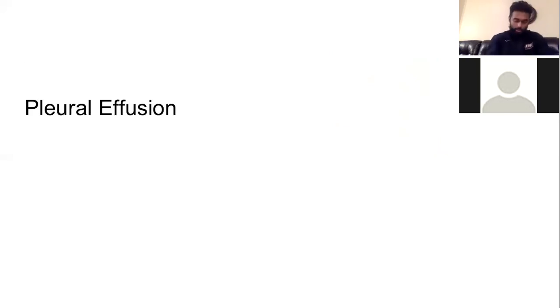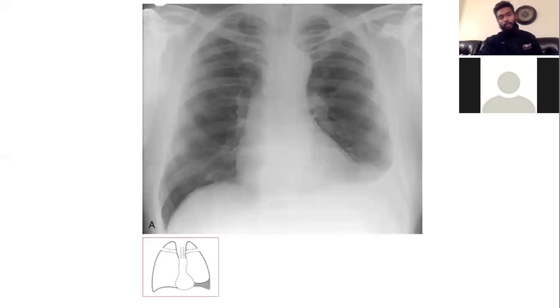Pleural effusion is easy, man. Basically, at the end of the day, you just lose the costophrenic angles because that's where fluid accumulates.